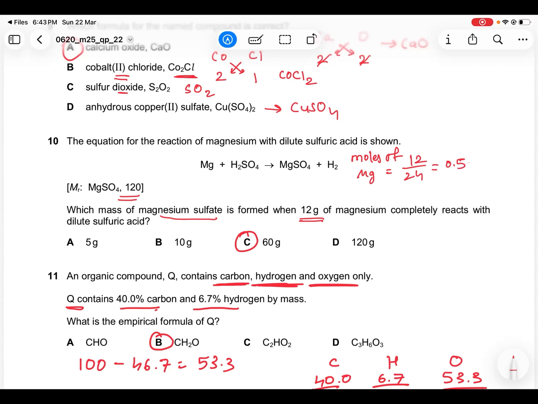Now you can see that we have no stoichiometric coefficient present in front of magnesium and magnesium sulfate, which is a 1:1 ratio. So whatever are moles of magnesium, same will be the moles of magnesium sulfate also. So simply to find the mass of magnesium sulfate, we are just going to multiply moles into Mr, which is equal to 0.5 times 120, and this Mr is already given, and hence the correct option is C.